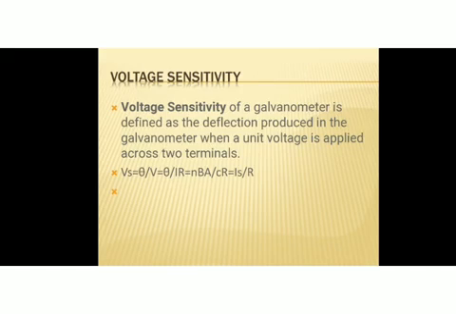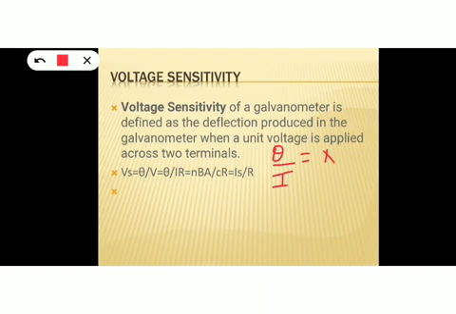Next, we can discuss voltage sensitivity. What is voltage sensitivity? It is defined as the deflection produced in a galvanometer when unit voltage is applied across the terminals. Current sensitivity was deflection produced per unit current, but voltage sensitivity is deflection produced per unit voltage. How will you find the expression for voltage sensitivity? We already know the expression for current sensitivity: theta by I, which is NAB by C.